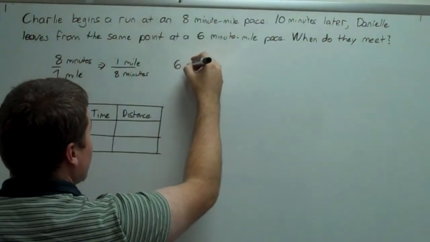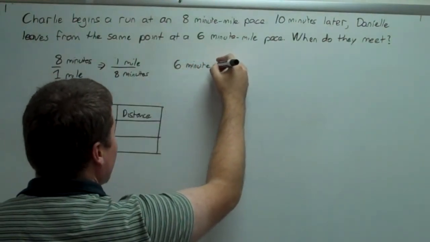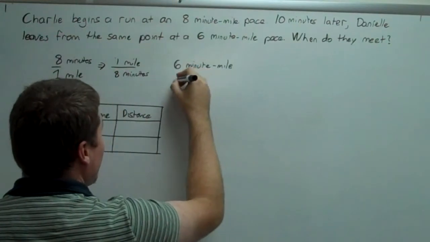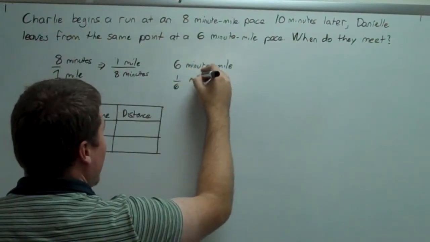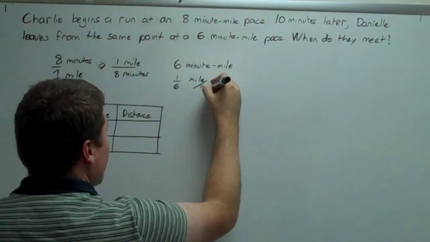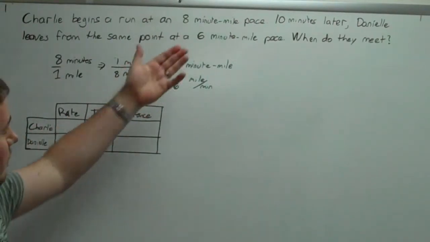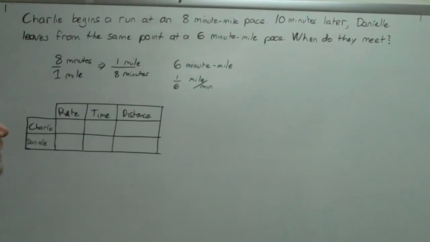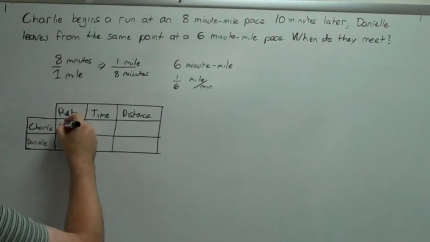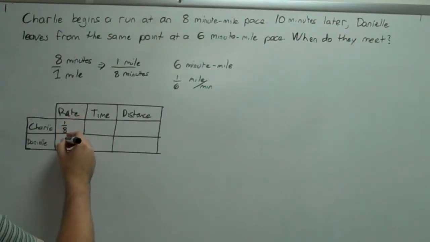Similarly, a 6-minute mile corresponds to a 1/6 mile per minute. And those units work nicely with our units of time because we can multiply by that unit of time, a minute, and get total miles. So with that adjustment, we're ready to go. So Charlie's rate is 1/8 and Danielle's rate is 1/6, a bit faster.